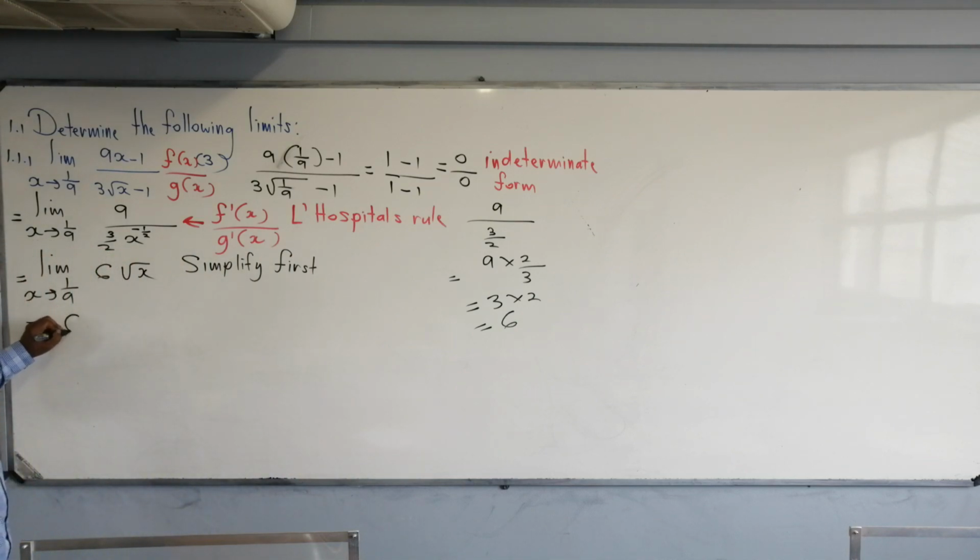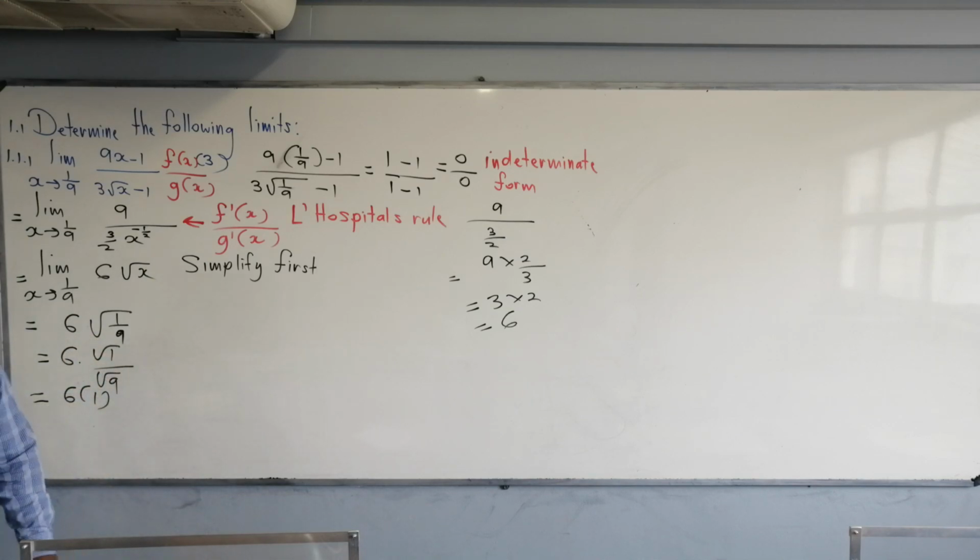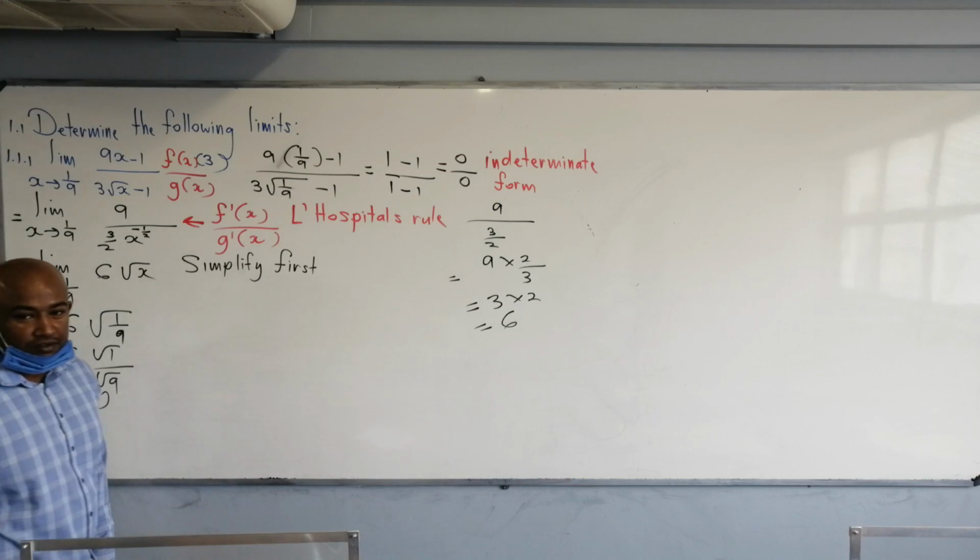So this is equal to 6 times the square root of 1 over 9, which is 6 times the square root of 1 divided by the square root of 9. And the square root of 1 is 1 and the square root of 9 is 3. So 6 divided by 3 will be 2. That's it.